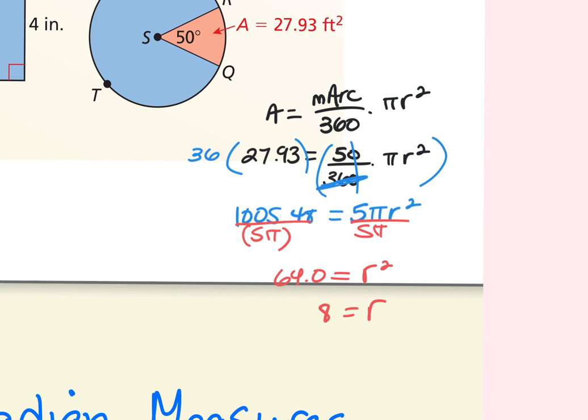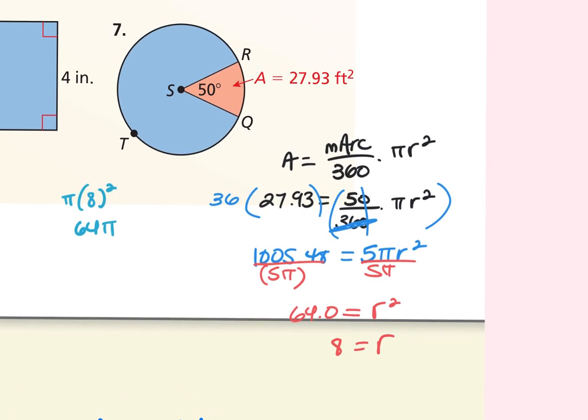That's the first part though, right? It's not asking for radius, it's asking for the area of the rest of it. So you have 2 choices from here, I would say. Find the area of the whole circle using 8 as its radius, and then subtract the 27.93. So if you did that, it would be pi 8 squared, or 64 pi for the whole thing, minus the area of what they gave you, 27.93.